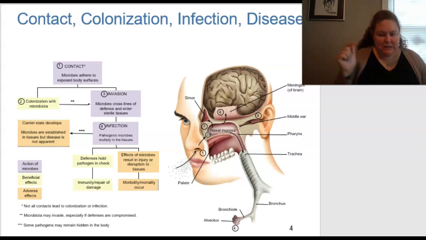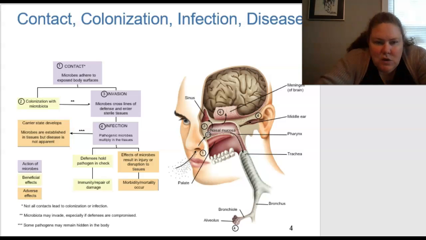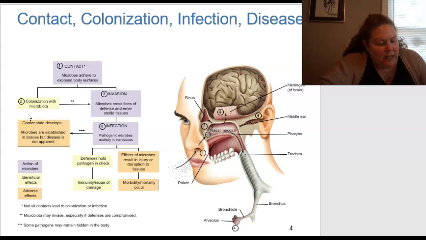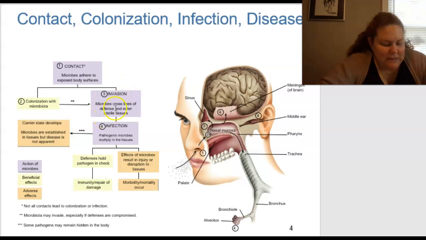The example shown in this picture follows the possible events in the case of contact with a pathogen such as Streptococcus pneumoniae or the pneumococcus. This bacterium can be harbored harmlessly in the upper respiratory tract, but it also may invade and infect the ear, cranium, and lower respiratory tract. So basically here you would have contact, and it can either colonize or then it can go from a colonization into an invasion where the microbes cross the lines of defense and enter into sterile tissues.